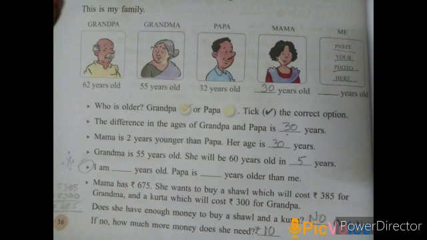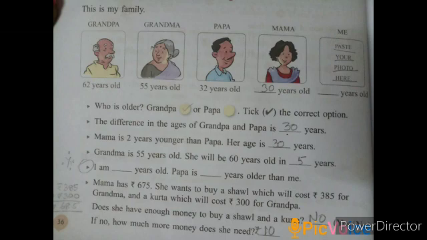The first question is, who is older? Obviously 62 years is the oldest, that is grandpa. You can put a tick. Second one, the difference of age of grandma and papa. Papa is 32 years, grandma is 55 years. You can do this subtraction and we get 23 years. Third one is, mama is 2 years younger than papa. Papa is 32 years old, so mama is 30 years old. You can fill the column there also.